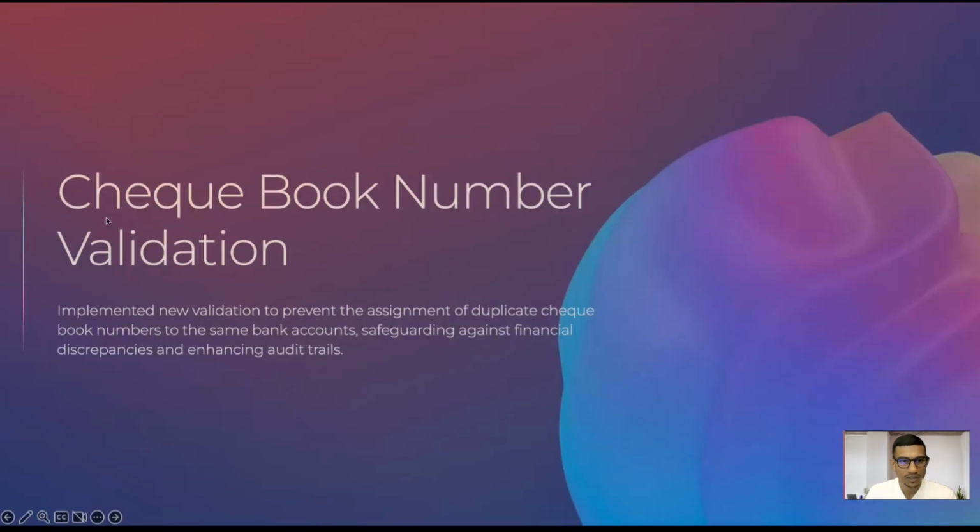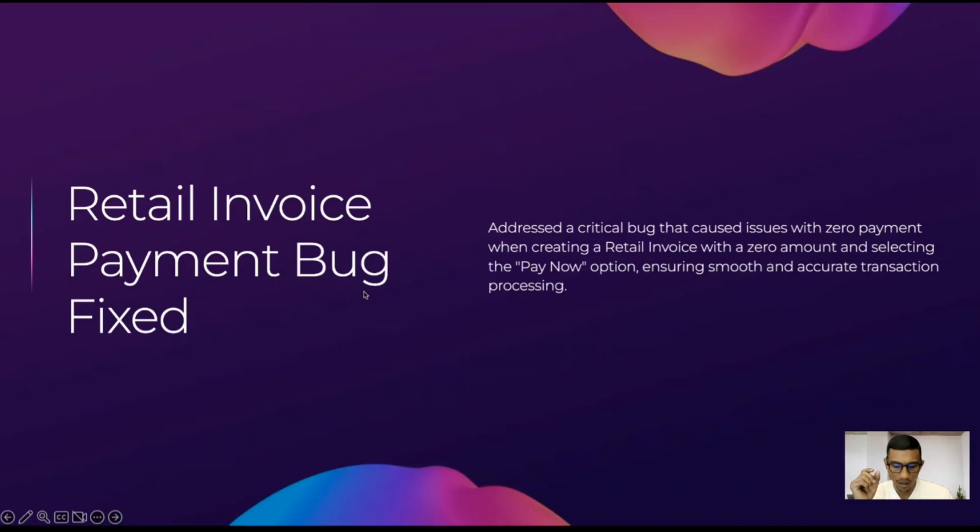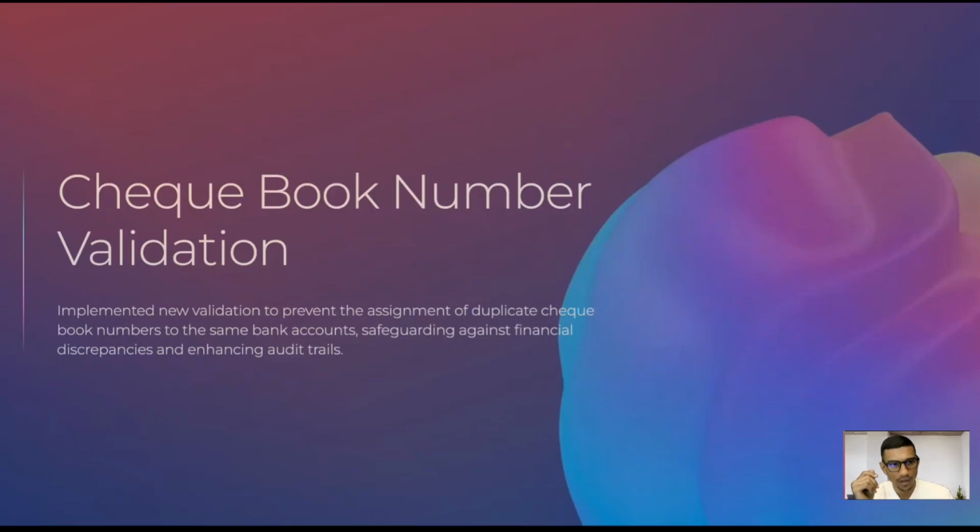Next one is checkbook number validation. So let me just tell you this. Initially, when it comes to checkbook numbers, we never provided a validation against the same checkbook number being used for a single account. So what happened? By mistake, rather than assigning a different account, one of the users chose the same account itself, and that caused chaos.